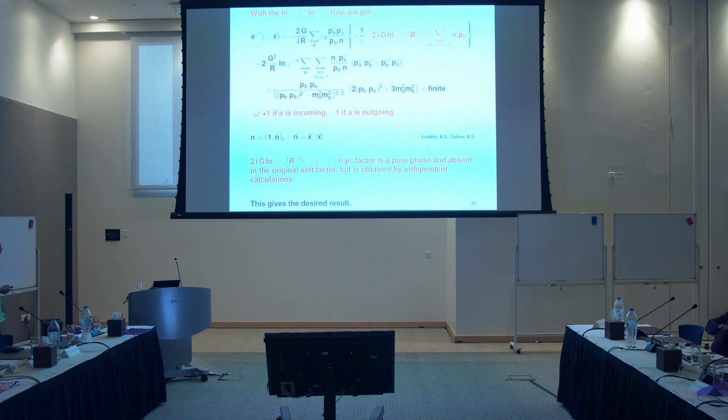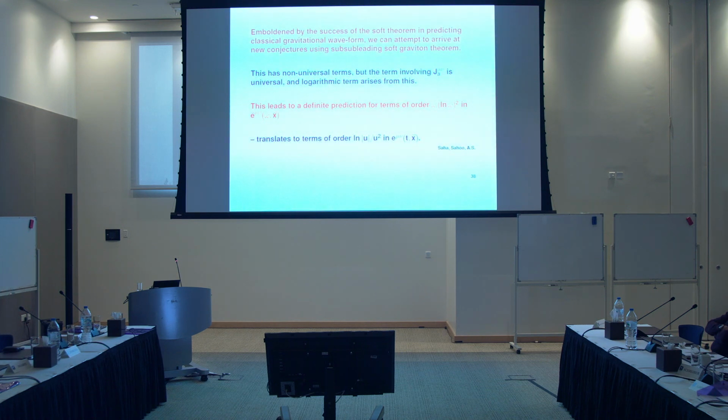So, I am now almost near the end. Let me say a few more words. Given the success, we can perhaps attempt to arrive at new conjectures using the subleading soft graviton theorem, because I told you that the soft theorem for gravity is known up to subleading order. We have only used up to subleading order. Omega inverse is the leading term, log omega is the subleading term. Why not go to the next order?